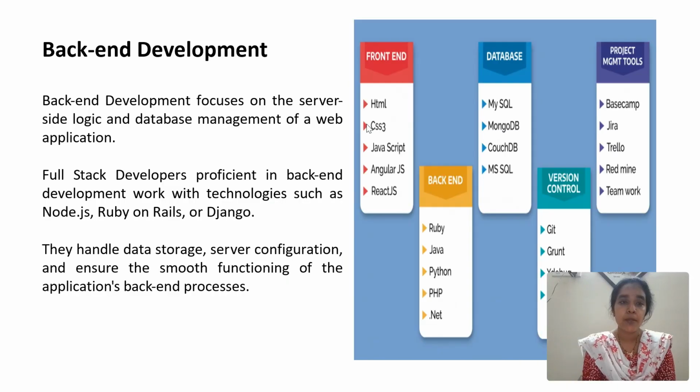Coming to back-end development, it mainly focuses on the server-side logic and database management of your web application. Full stack developers proficient in back-end development work with technologies such as Node.js, Ruby on Rails, or Django. They handle data storage, server configuration, and ensure the smooth functioning of the application's back-end process. Some of the backend technologies are Ruby, Java, Python, PHP, .NET. In full stack development too, we mainly focus on Express.js.